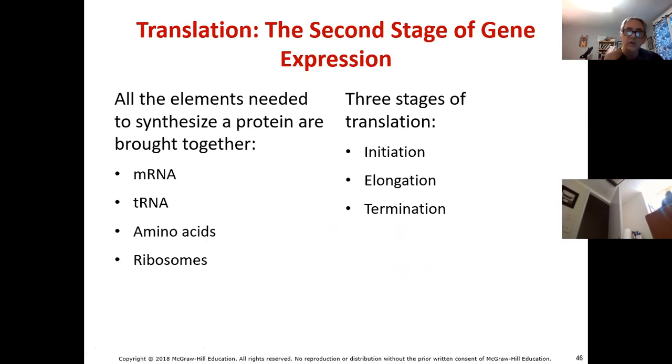Translation, the second stage of gene expression. All the elements needed to synthesize a protein: you have to have the messenger RNA, transfer RNA, the amino acids, and the ribosomes. Translation is in 3 stages: the initiation, the elongation of the protein, and then eventually the termination in a mature protein.